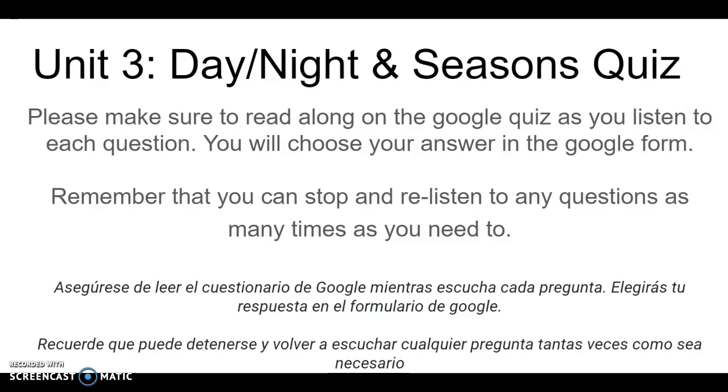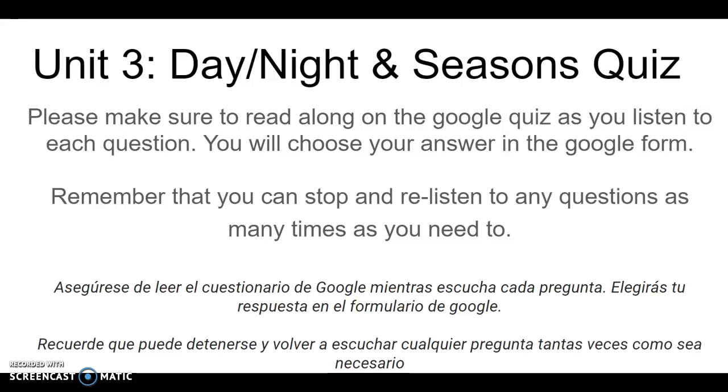For choice C, position A is fall, position B shows winter, position C shows spring, position D shows summer. Or finally, for choice D, position A shows fall, position B shows summer, position C shows spring, or position D shows winter. Remember, you may stop and either re-listen to the question or go back and study the diagram in order to correctly answer this question.